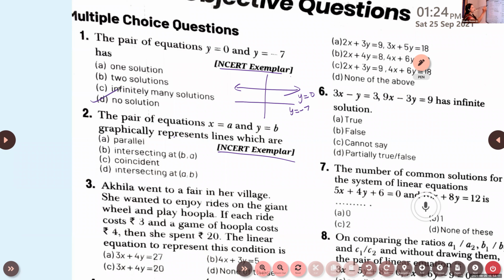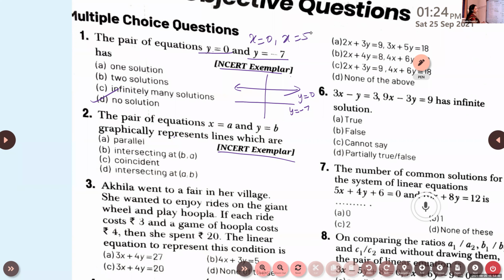You remember this one always. Whenever we get both the equations with y terms alone or both with x terms alone, it means no solution, because those two will always be parallel. Y is equal to 0 and y is equal to -7 means parallel, no solution. Same thing for x is equal to 0 or x is equal to any number. Both are x means in that case also they will be parallel and no solution.